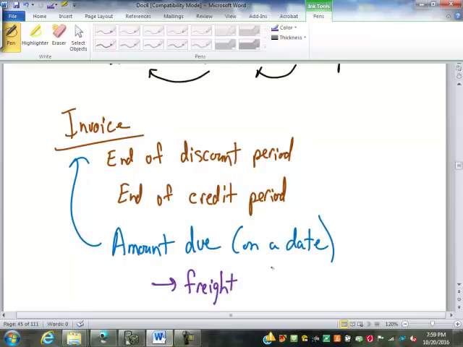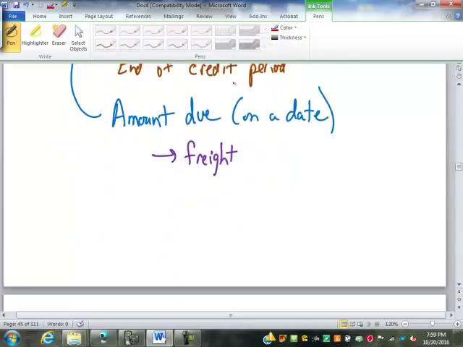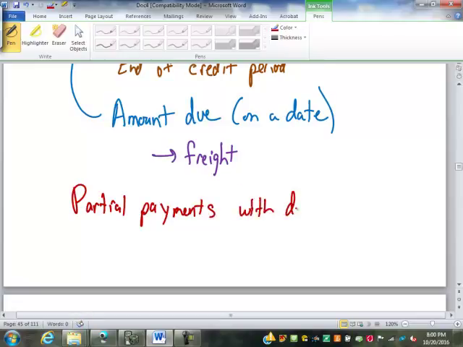They have to deal with freight. Have to deal with partial payments for the discount. And along with those, you will have to deal with freight.